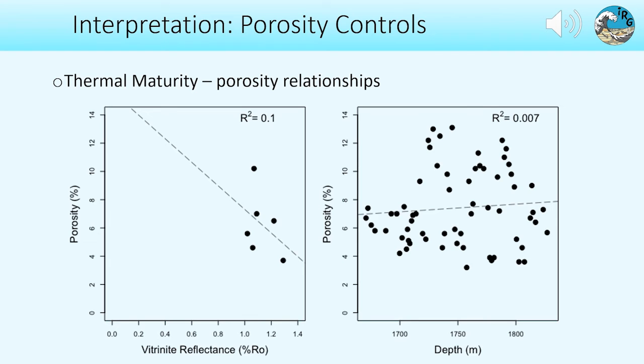We also look at depth because thermal maturity is expected to increase slightly with burial depth in an interval. Neither of these plots display a significant relationship, and both have quite low correlation coefficients, suggesting that thermal maturity is not a significant control on porosity in this interval.